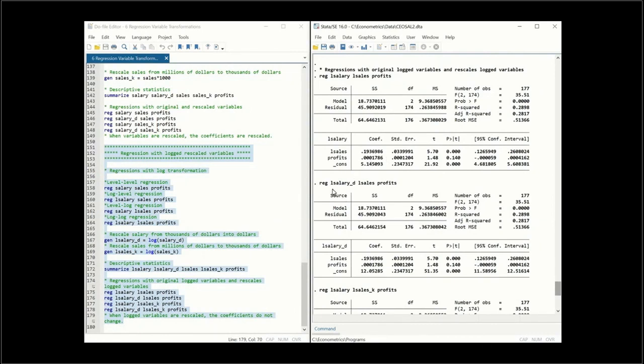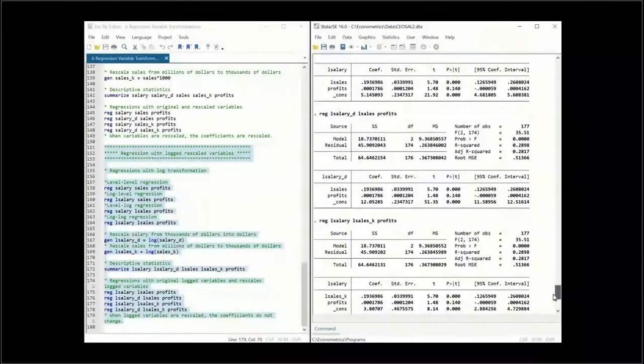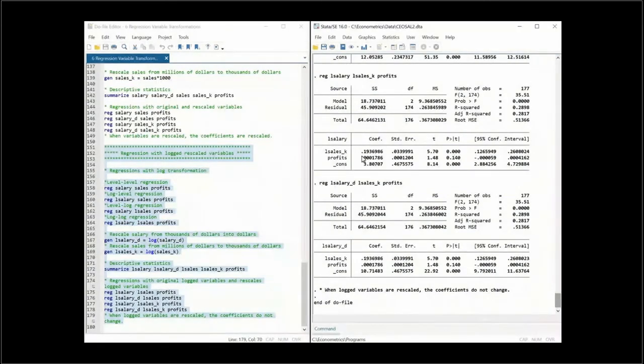If we transform the dependent variable by multiplying it by 1,000, keep the same independent variable, notice what happens to the coefficients. Basically, nothing happens to this coefficient, nothing happens to this coefficient. Only the constant changes, the intercept here. Now, if we keep the original dependent variable, but we rescale the independent variable, what happens? Well, again, nothing happens. The coefficient is the same, only the constant changes. And finally, if we transform both the dependent and independent variable, we see again the same slope coefficients, but a different constant. So the conclusion here is when logged variables are rescaled, the coefficients actually do not change.